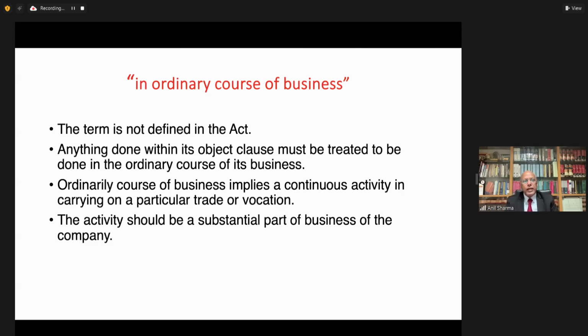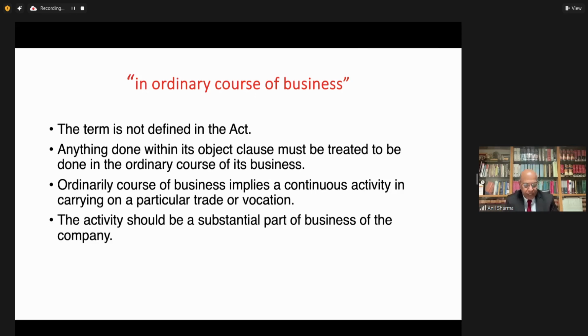One can be that anything done within its object clause must be treated as done in the ordinary course of business. For example, if the company has an object of producing goods and selling them, and if it sells those goods to a related party, it will be considered that this sale is in the ordinary course of business, because manufacturing and selling the goods is the object of the company itself.